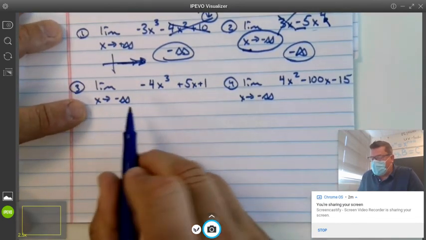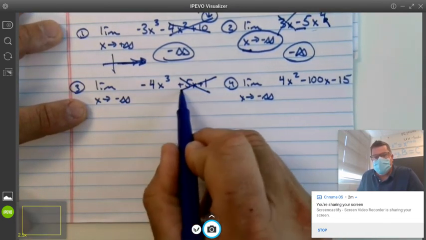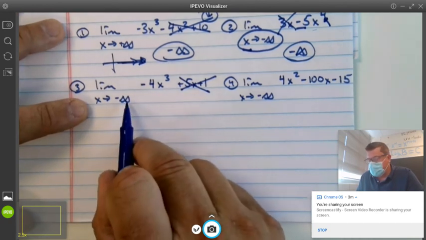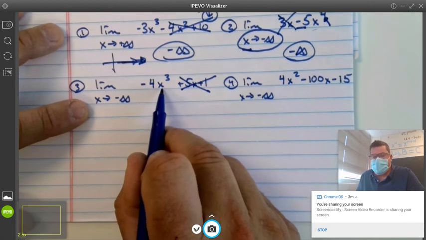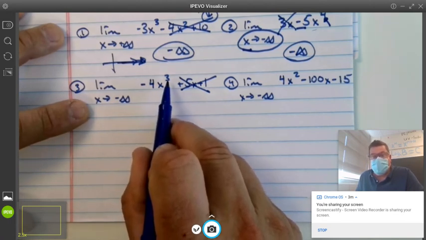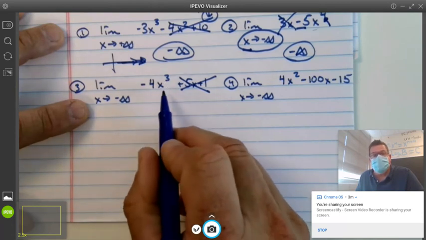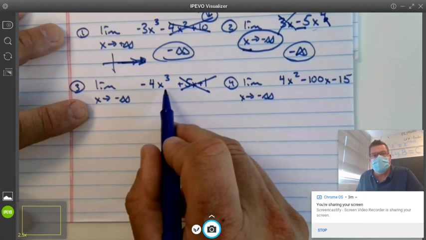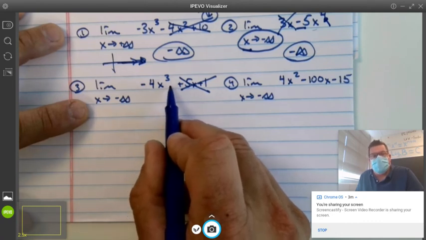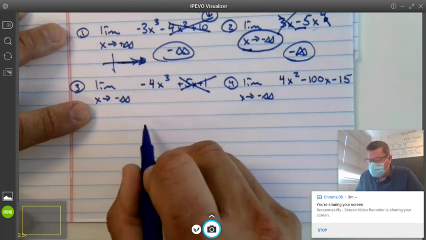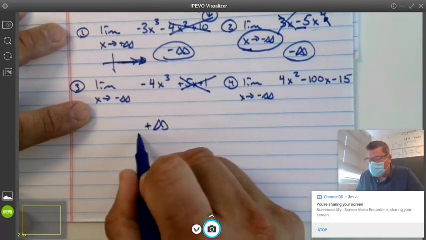Throw a negative infinity in this one. Again, these other terms are inconsequential. It'll only behave like the highest power of x. Throw negative infinity in here and see what happens. A negative infinity to an odd power becomes a negative times a negative, which is a positive, times another negative, which is now a negative. And a negative times a negative is a positive infinity.